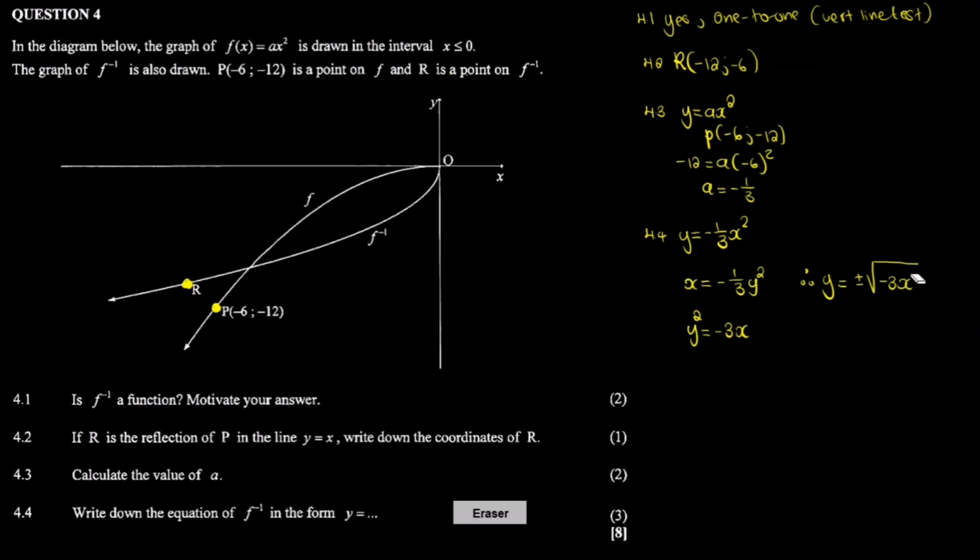Remember the x values are negative, so whatever is inside the square root will result in a positive answer. It means that the sign here has to be a negative. So this is going to be y = -√(-3x). This is going to be your answer for 4.4.